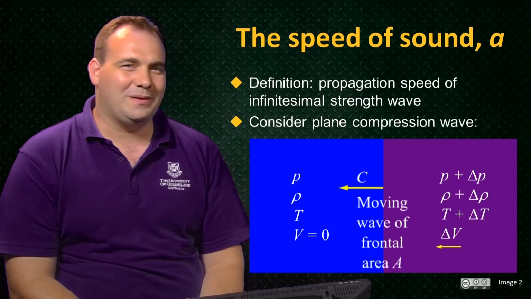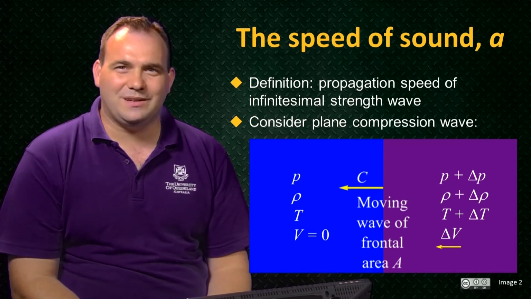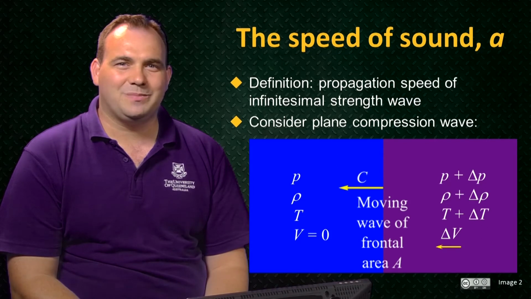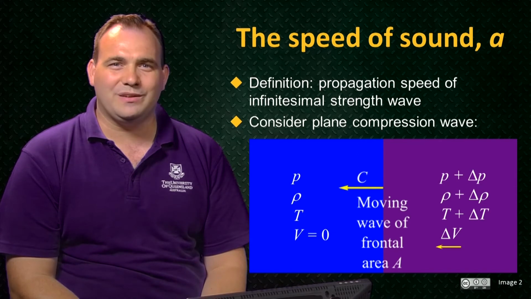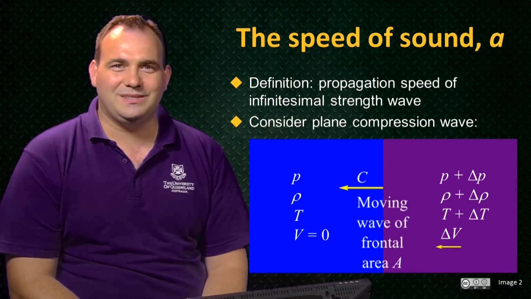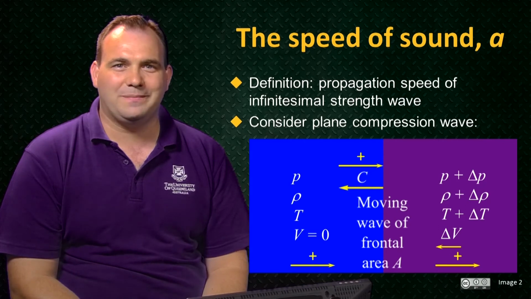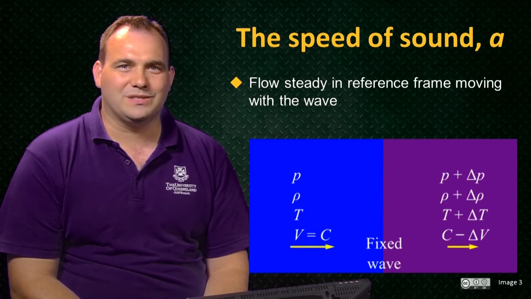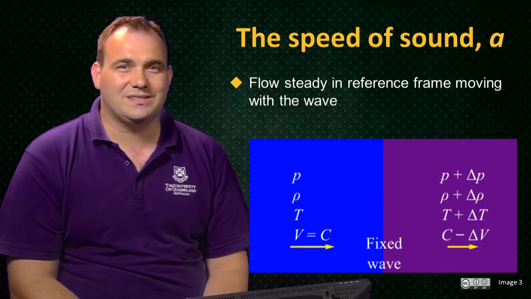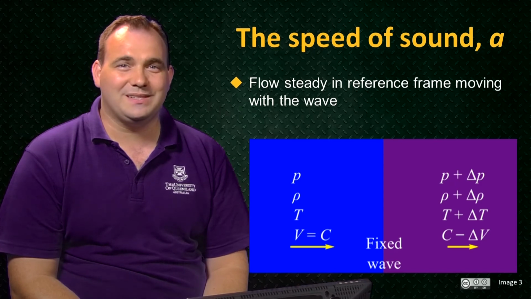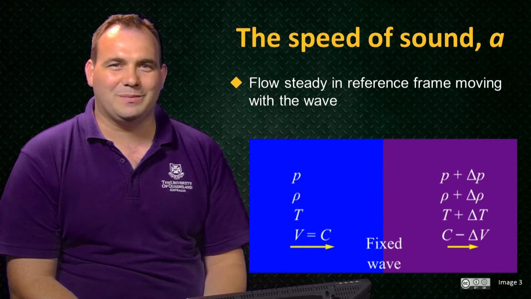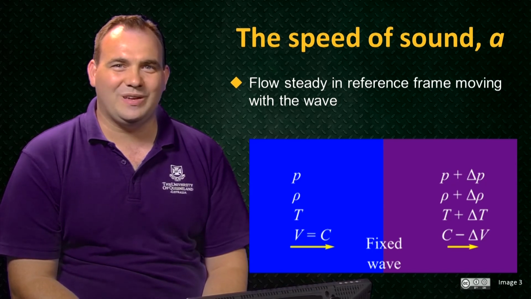In this reference frame, the wave is moving, making it slightly more difficult to analyse. To make things easier, let's change to a reference frame that moves with the wave. To do this, we add a velocity c to both the wave and the fluid to its left and right. In this new reference frame, the wave is fixed and thus the flow is steady. The flow from the left travels towards the wave with speed c, and the flow to the right departs with speed c minus delta v.